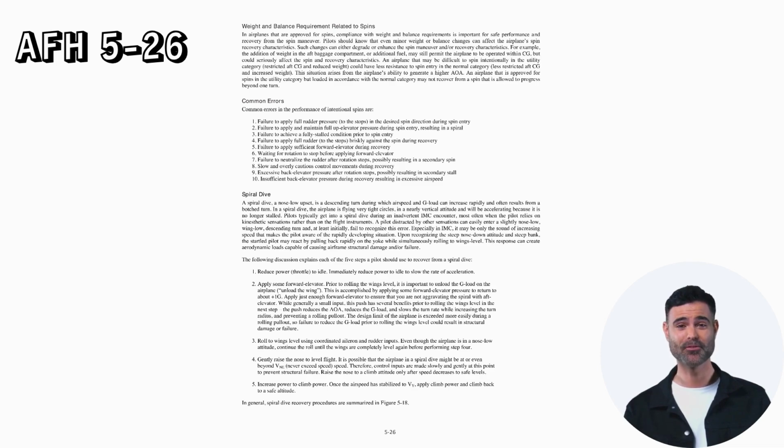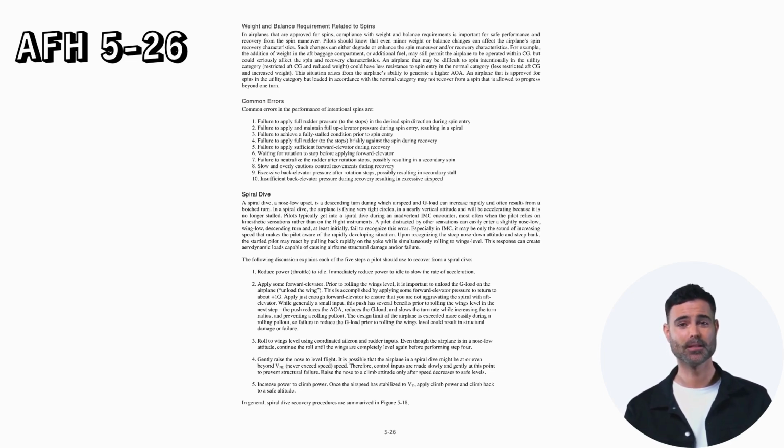An airplane that may be difficult to spin intentionally in the utility category, restricted aft CG, and reduced weight could have less resistance to spin entry in the normal category, less restricted aft CG, and increased weight. This situation arises from the airplane's ability to generate a higher AOA. An airplane that is approved for spins in the utility category, but loaded in accordance with the normal category, may not recover from a spin that is allowed to progress beyond one turn.